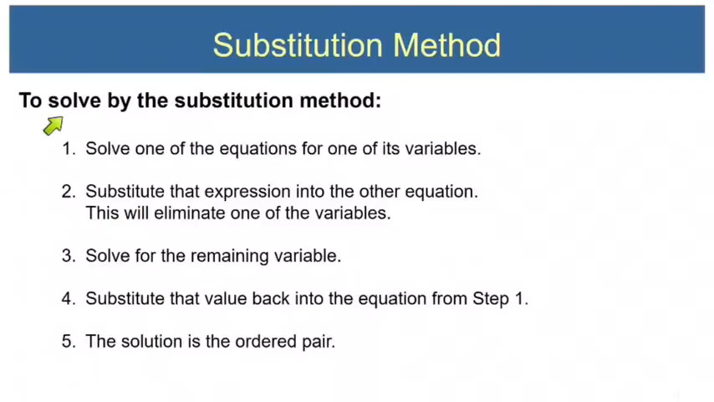But here we go. To solve a system by the substitution method, solve one of the equations for one of its variables. And you can solve either equation for either variable, and the way that we choose is just whichever one's easiest for us to work with. And then substitute that expression into the other equation, and this will eliminate one of the variables. Then you're going to solve for the remaining variable, substitute that value back into the equation from step 1, and the solution is the ordered pair.